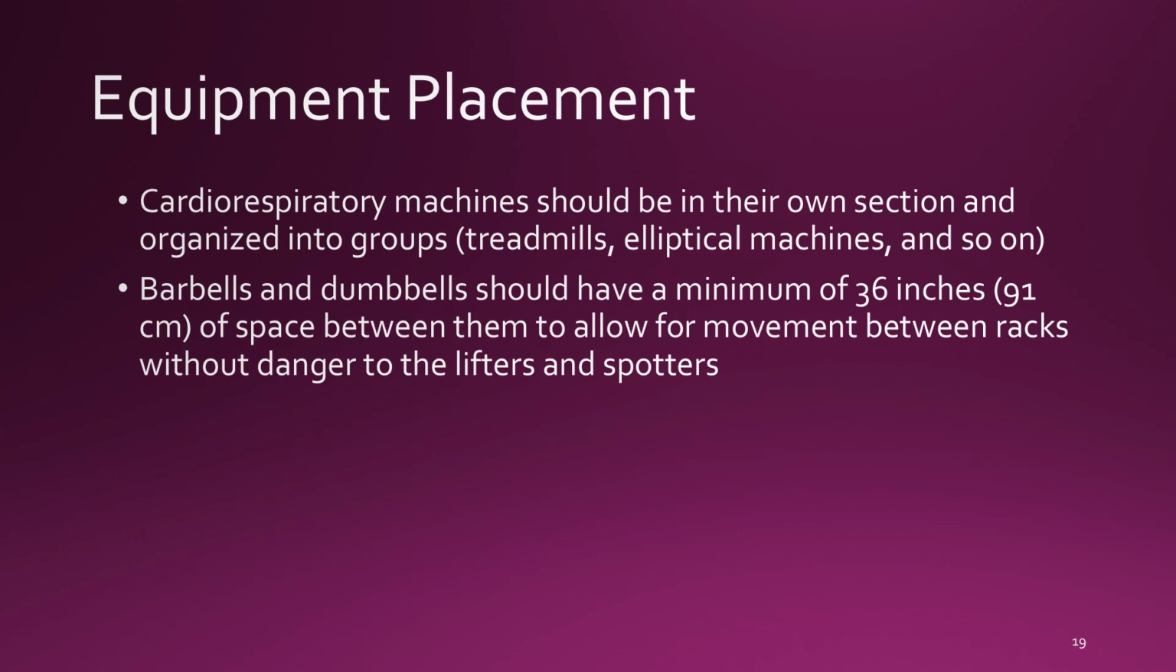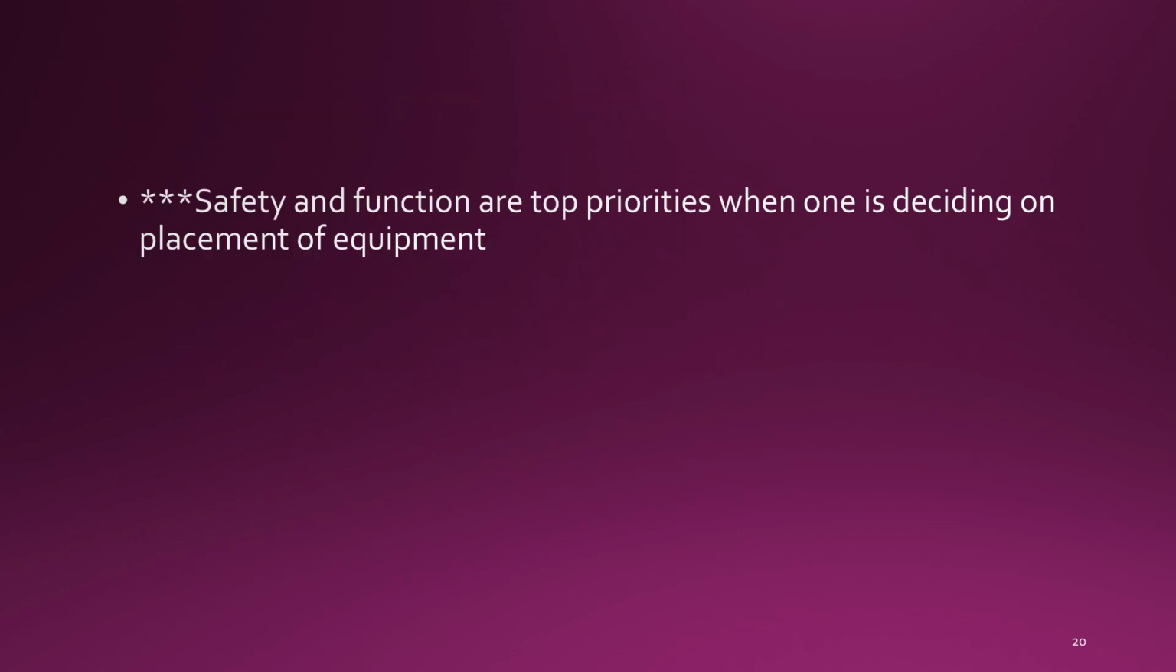Also, barbells and dumbbells should have a minimum of 36 inches of space between them to allow movement between the racks without danger to the lifters and spotters. So again, we want things to be spaced out in a way in which we're not going to injure others who are lifting beside us. Safety and function are top priorities when one is deciding on where to place any type of equipment. So again, keep that in mind when you're organizing the strength and conditioning facility.